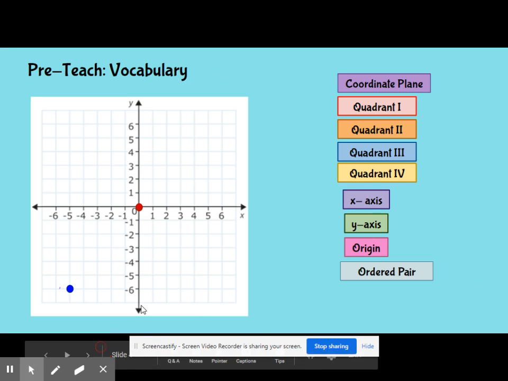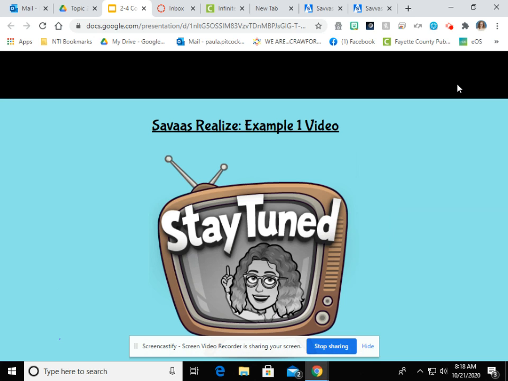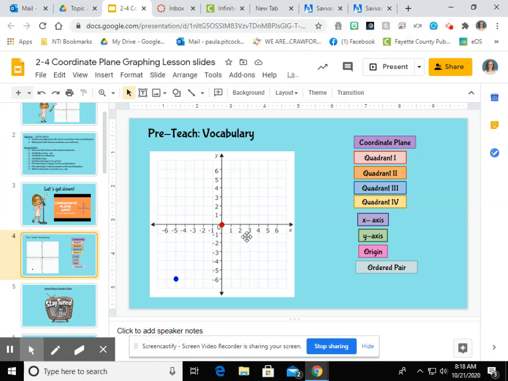All right, so let's start looking at a little bit of vocabulary, okay? So this entire grid is called the coordinate plane. Okay, so this entire coordinate grid is called the coordinate plane. So I'm gonna title that there. That is the coordinate plane.